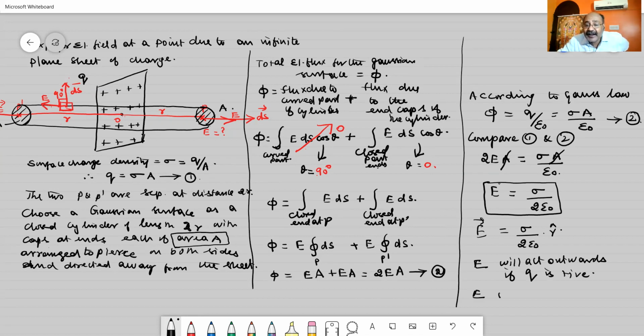Similarly, electrical field E will act inwards, or towards the charge, if the charge Q is taken to be negative. One more important point here: in this electrical field equation, E is equal to sigma divided by 2 epsilon 0, the point P is at a distance R, but that R value is not included in the equation.